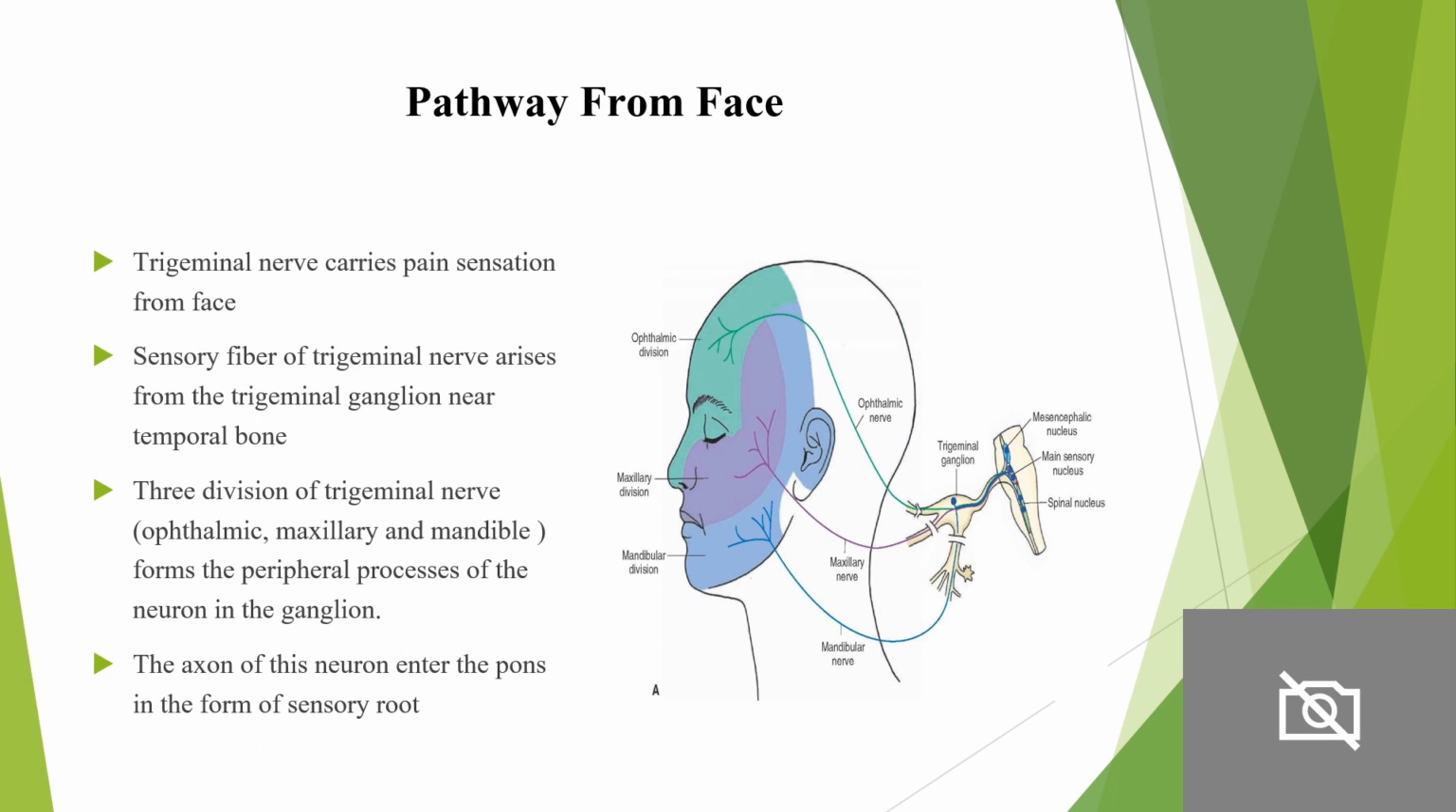So whenever a pain stimulus appears in the face, the sensory fiber of the trigeminal nerve carries this sensation and reaches the trigeminal ganglion. Then it sends impulses to the sensory root. Then it gives the information to the pons. That means the axon of this neuron enters the pons.